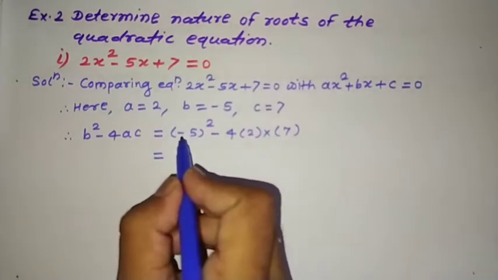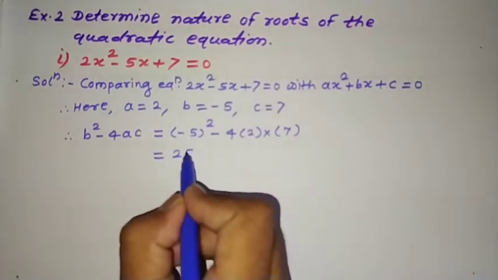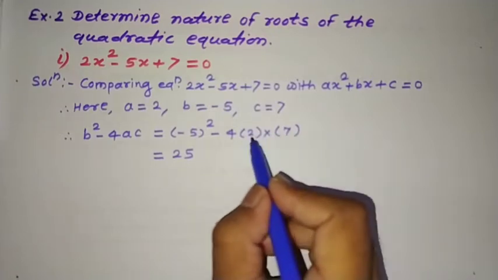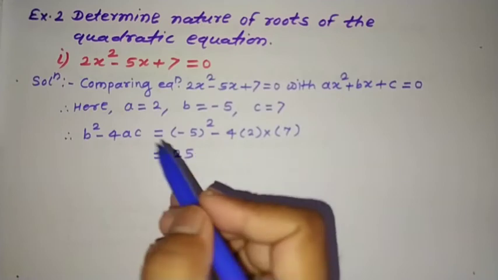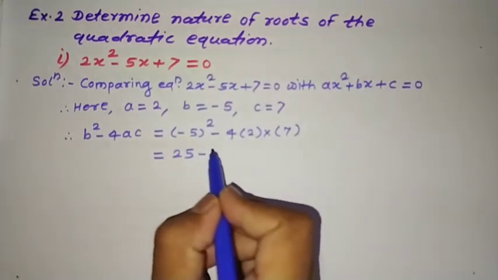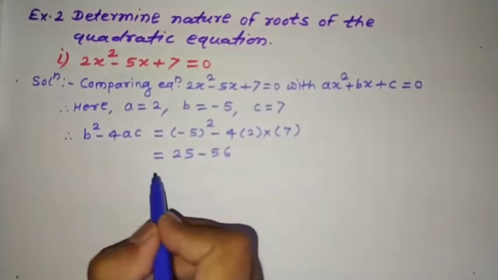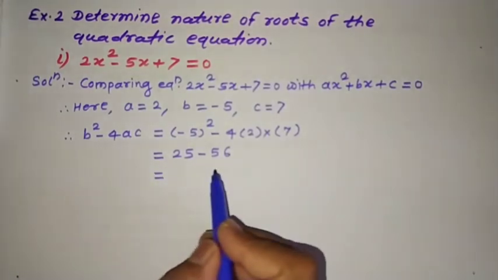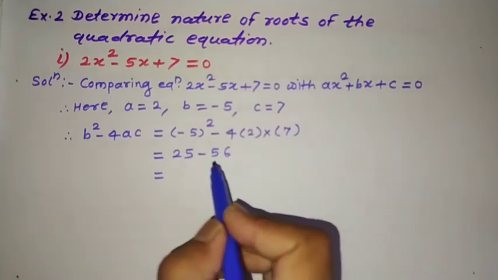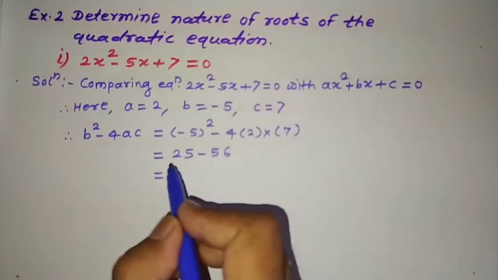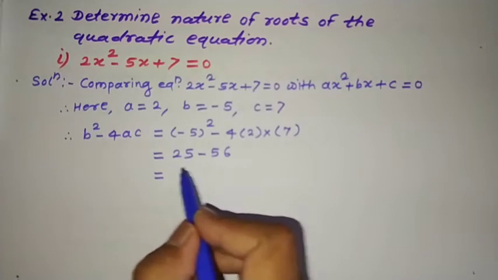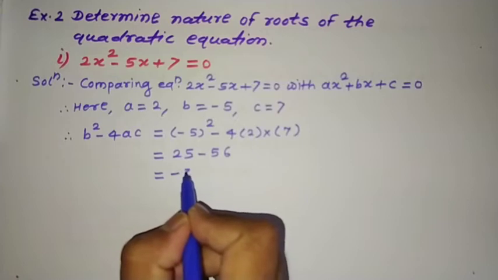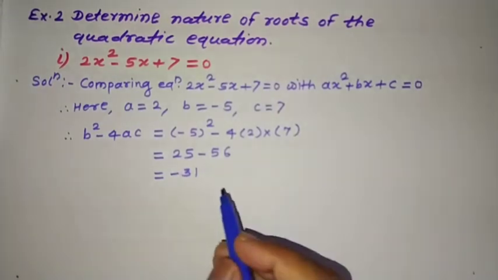Therefore, the square of minus 5 is equal to 25. 7 into 2 is 14, 14 into 4 is 56, and the sign is minus 56. 25 minus 56: the signs of these two numbers are different, so we subtract the smaller number from the greater number. The subtraction of the two numbers is 31, and the sign is minus.